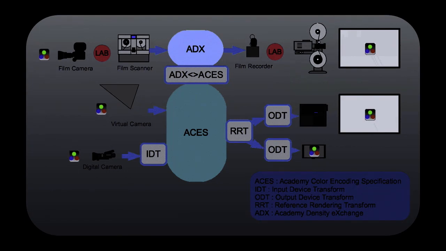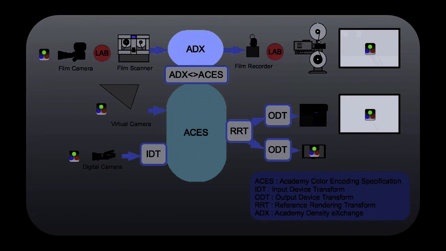The RRT is the reference rendering transform, which is meant to convert the very high dynamic range of the ACES color space into something that is actually transportable, and then remapped with the ODT, the output device transform, to your display. So your display being, for example, a digital cinema projector or an sRGB monitor.